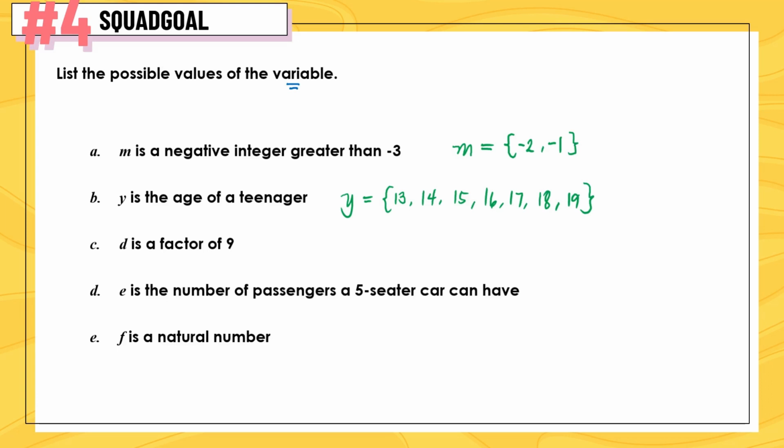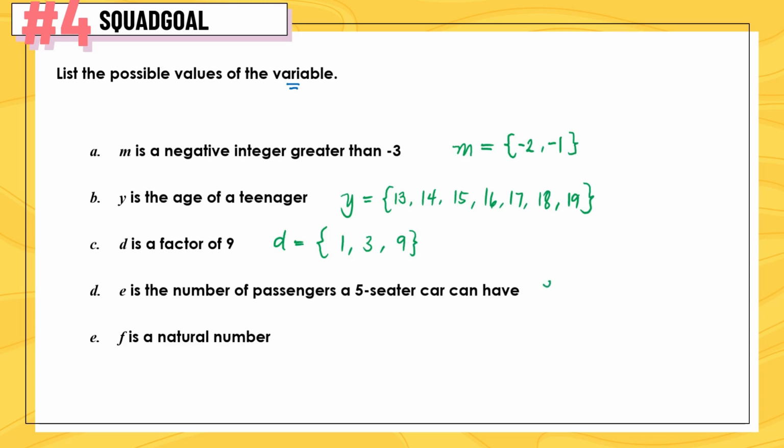Let's check if your answers are correct. For letter C, D is a factor of 9. Let's write it here. Parang set notation lang siya, no? D is equal to, what are the factors of 9? We got 1. What else? 3. What else? We got 9 as well. There you have it. So these are the factors of 9.